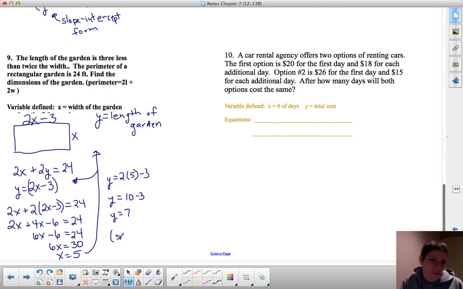So that my solution is in fact an ordered pair, where the width of the garden is 5 feet. Oops, I missed my feet. And the length of my garden is 7 feet.